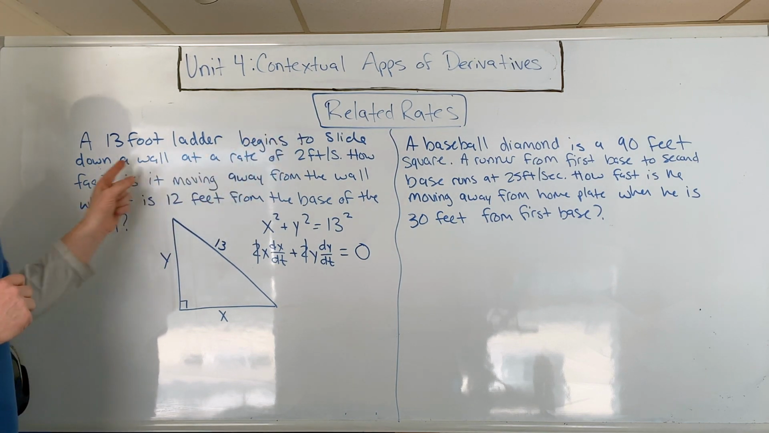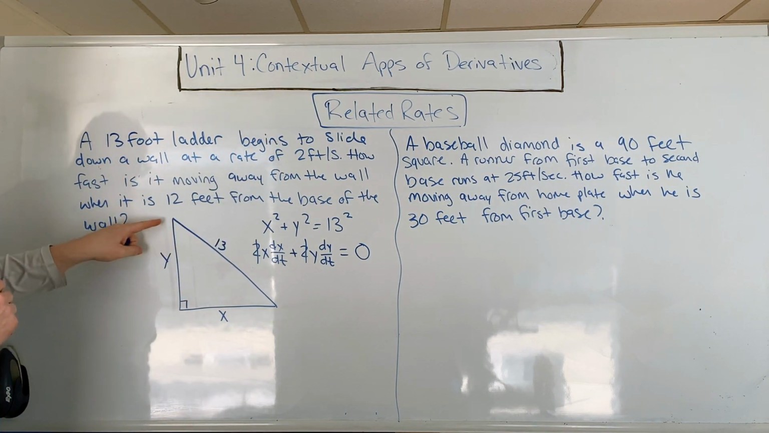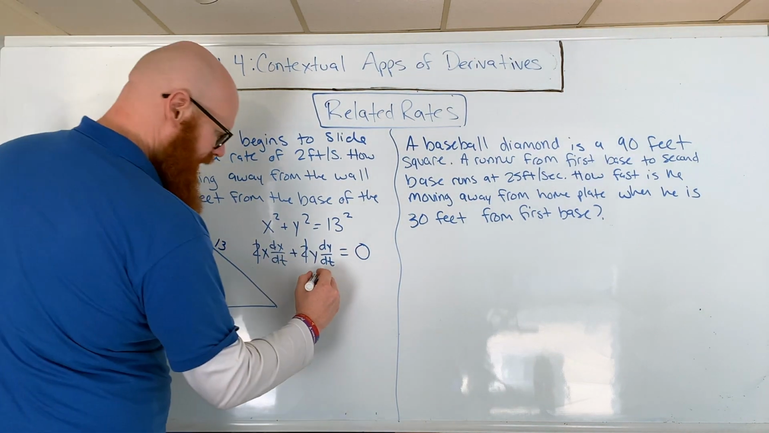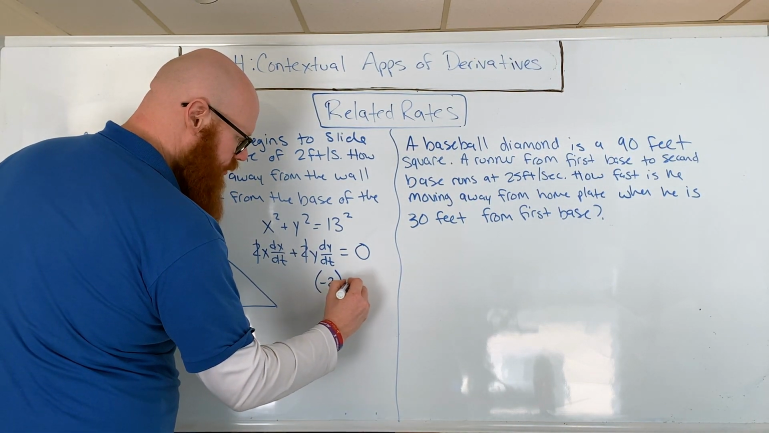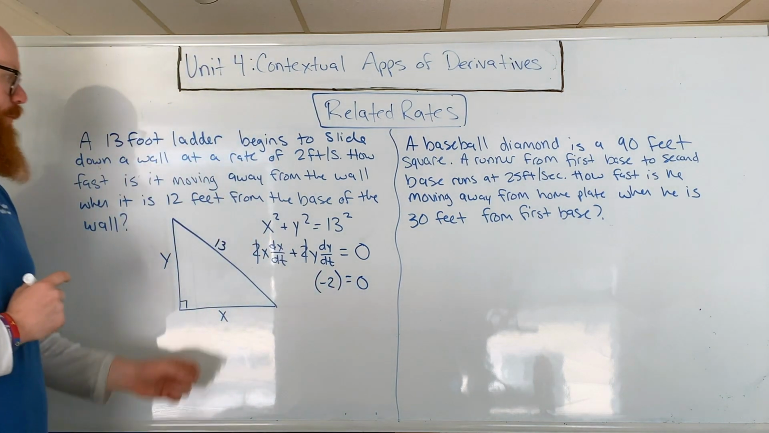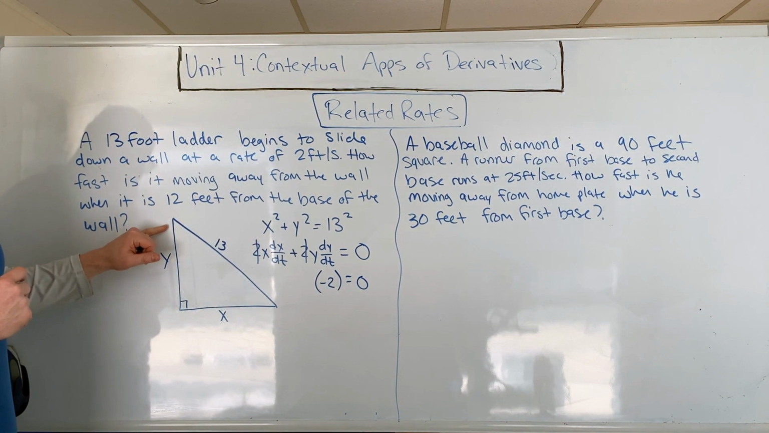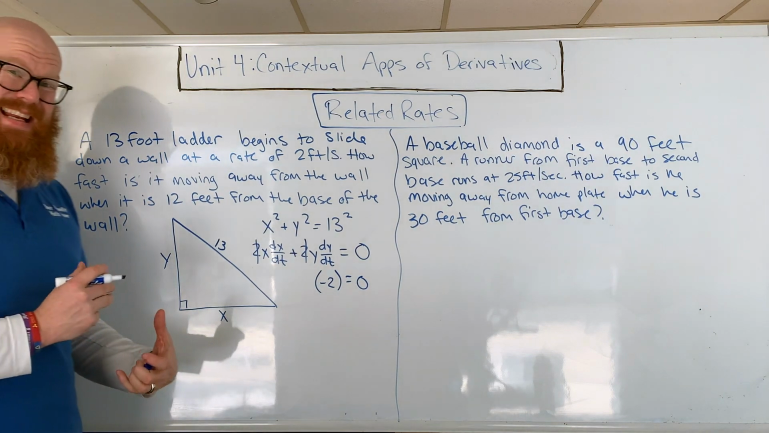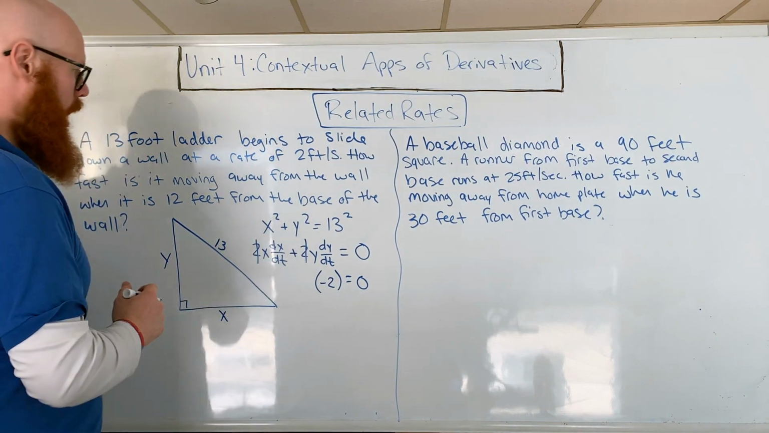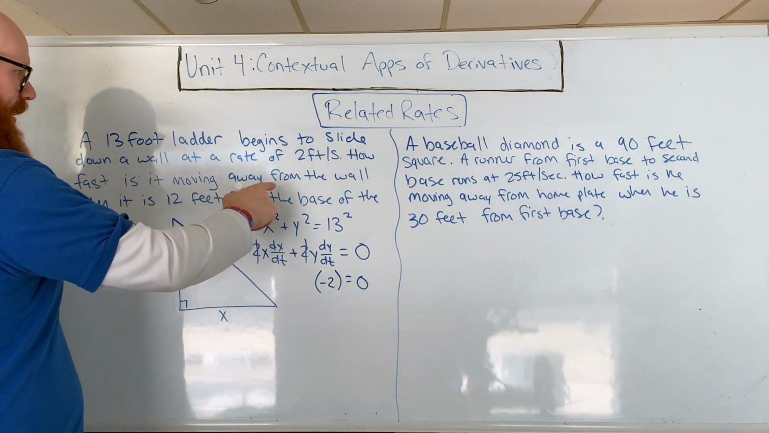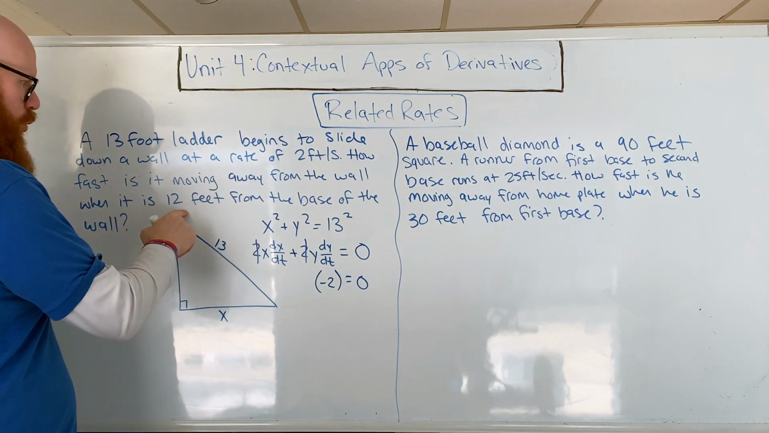It begins to slide down the wall at a rate of 2 feet per second. That's this. So that's how y changes. So this dy/dt is -2. All right, very important. It's sliding down. This distance is getting smaller, so the rate is negative. And then how fast is it moving away from the wall when it's 12 feet from the base?